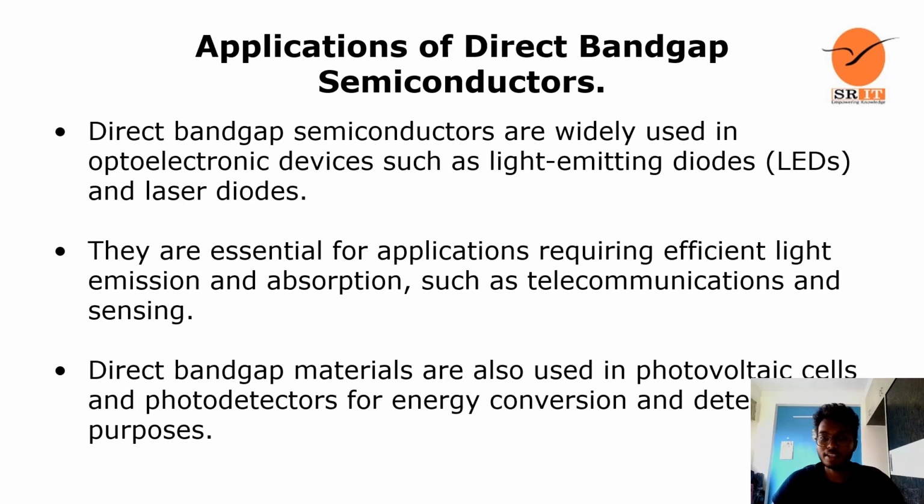Now we'll move on to the applications of direct bandgap semiconductors. So basically, direct bandgap semiconductors are widely used in optoelectronic devices such as light emitting diodes and laser diodes. They are essential in applications requiring higher light emission and absorption, such as telecommunications and sensing. This point is to be highlighted, that direct bandgap semiconductors are used in telecommunication devices and sensing devices. And direct bandgap semiconductors are also used in photovoltaic cells and photodetectors for energy conversion and detection purposes.